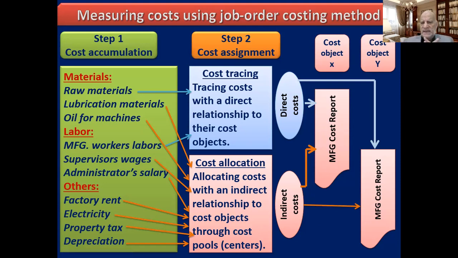This is an overview of the steps through which we can assign the accumulated costs to the job orders produced. These steps will be illustrated in detail in the following chapters.